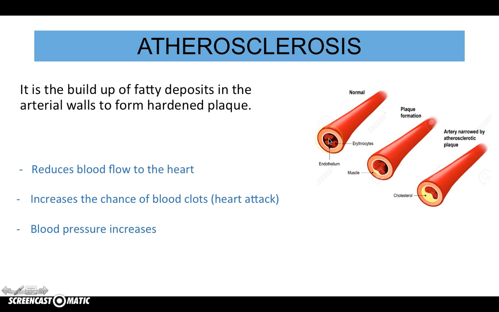So arthrosclerosis is a disease that we need to be aware of, and we need to be aware of how to combat it and how to prevent it from happening, which we'll talk about later.